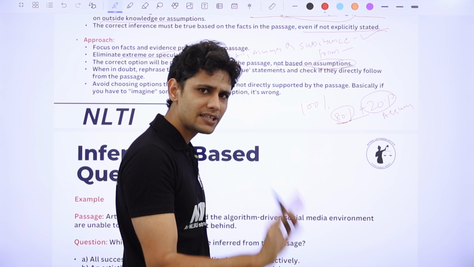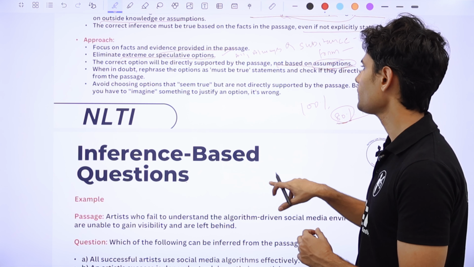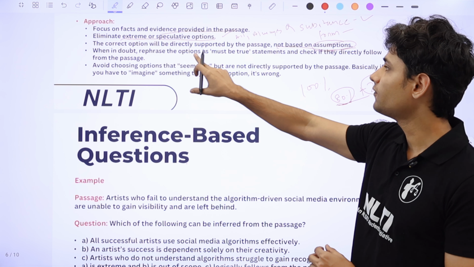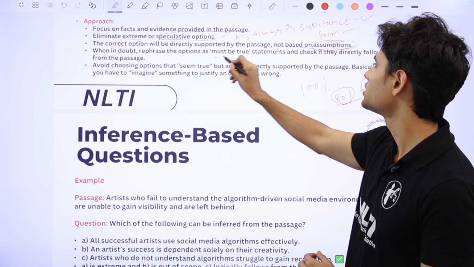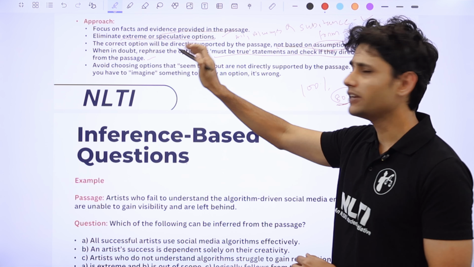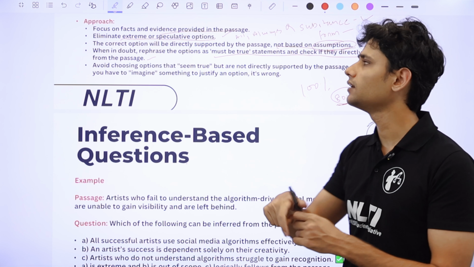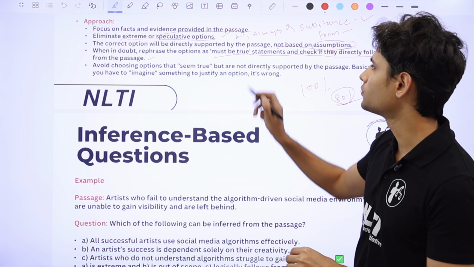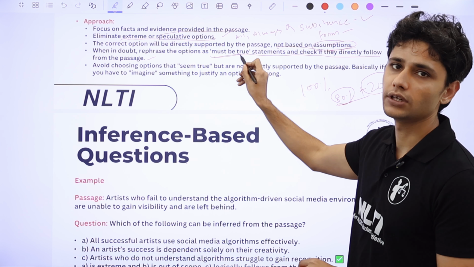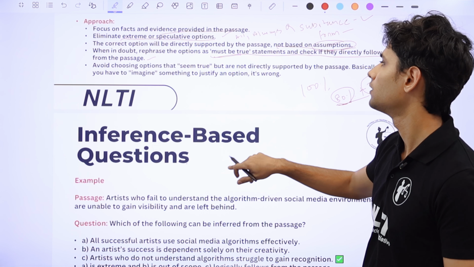The option which you have to tick on is one which is entirely derived from the passage. Keep that in mind. It's a very simple advice, but it's very important that students miss out on. If you're in doubt, rephrase the options as what must be true statement and check if any directly follow from the passage. So even if you're confused that you're not able to understand what inference is the right one, just rephrase each and every option as this option has to be true because it's coming from the passage.